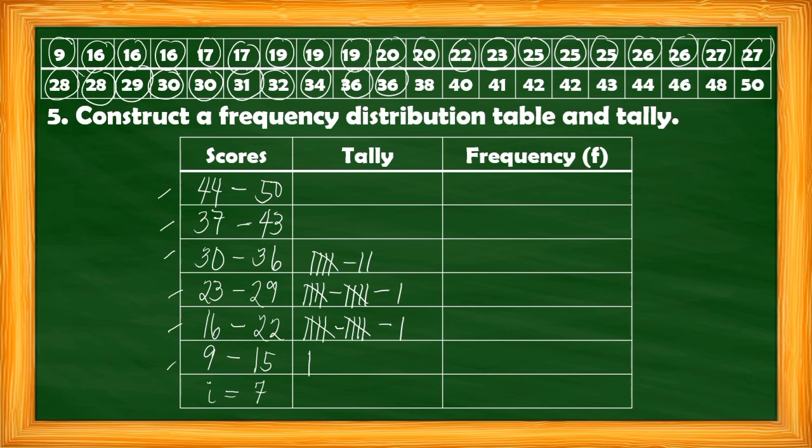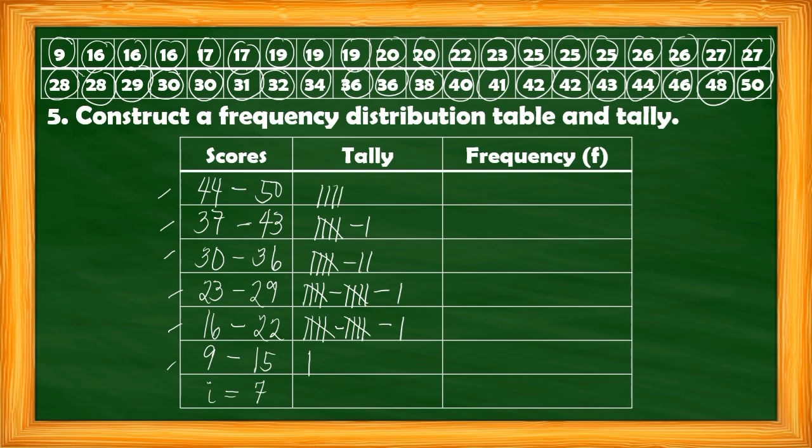Ayan. Next, 37 to 43. So, 1, 2, 3, 4, 5, 6. Meron tayong 6. And finally, yung 44 to 50, yung mga hindi nabilugan. Ayan, 44, 46, 48, 50. Okay, so 4 lang po yan.